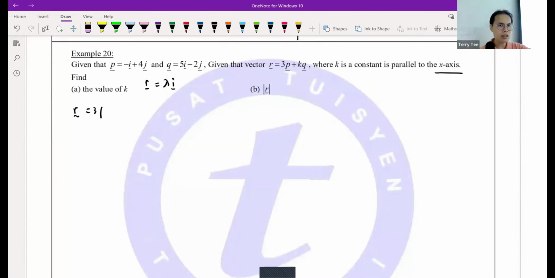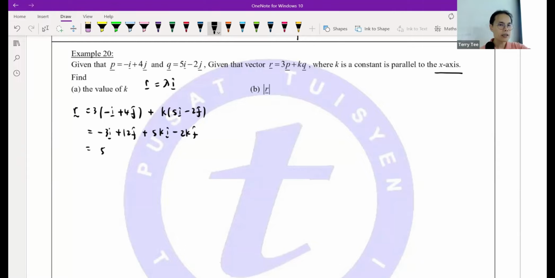Actually, guys, if you don't want to write in ij form, it's okay. You can choose not to write in ij form. It doesn't matter. You can write in column vector. So this one plus kQ, 5i minus 2j. So let's multiply inside. Minus 3i plus 12j plus 5ki minus 2kj. So put together our i component. This is your i component. Put together your j component.